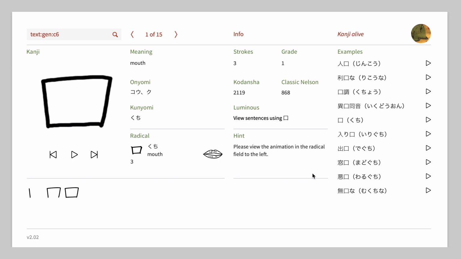I like this one. Waruguchi. So warui is the adjective that means bad. Waruguchi is literally to badmouth somebody, just say bad things about them.